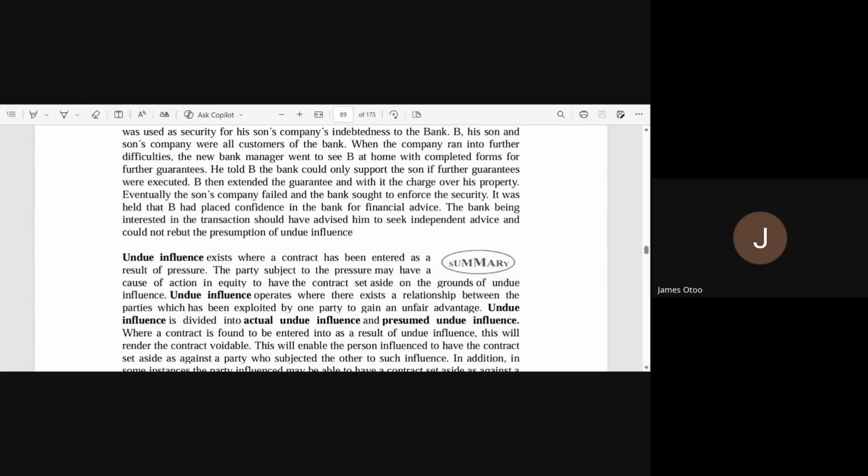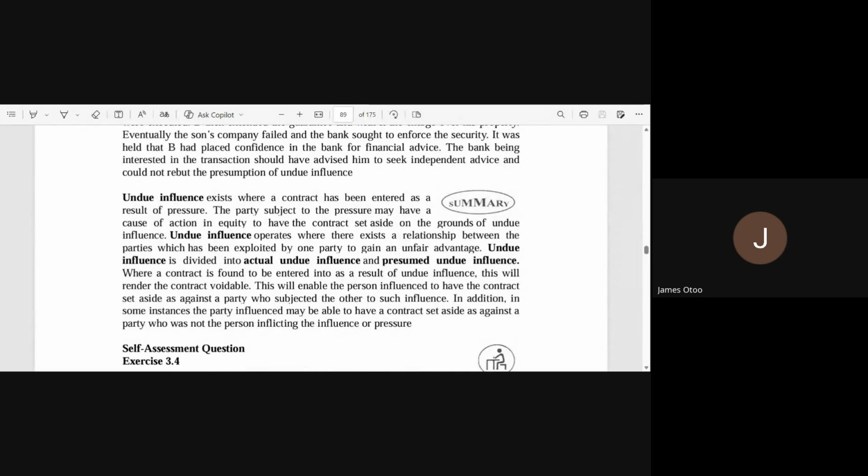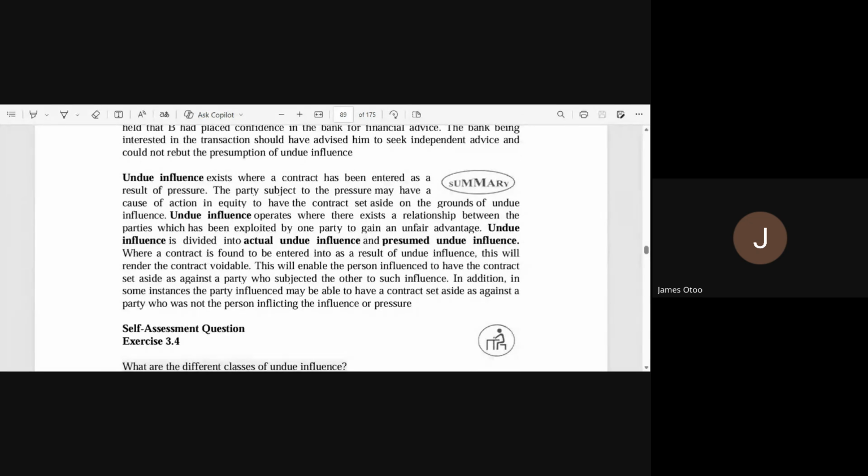So undue influence makes a contract voidable. The contract will not stand until someone takes steps to set it aside. So the effect of undue influence is that it makes a contract voidable, meaning the contract will not stand until someone takes steps to set it aside.